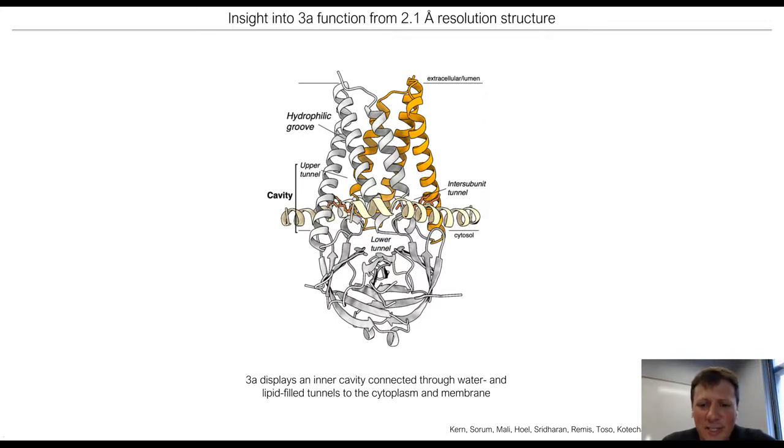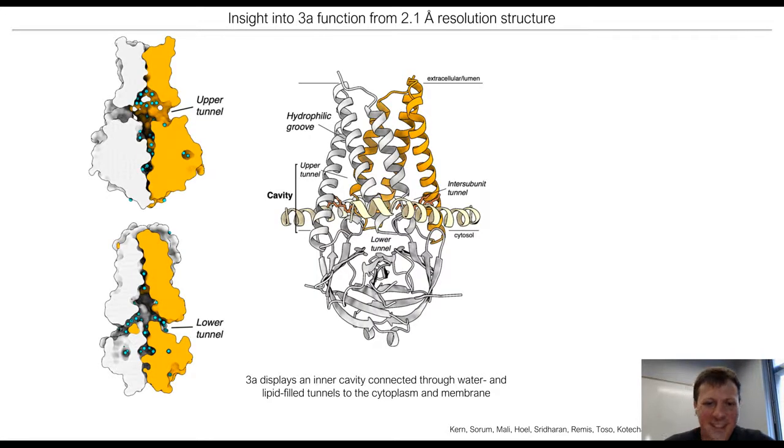And I'll show you those in a little more detail here. So the first set of these tunnels is shown on the left in these slice throughs of the surface of the protein. There's a pair of upper tunnels, which we speculated were connected to the surrounding lipid bilayer. And indeed, in these tunnels, we don't see evidence of bound, ordered water molecules. There are a pair of lower tunnels that we speculated were connected to the cytoplasmic solution. And in fact, these tunnels were lined with ordered water molecules, consistent with that idea.